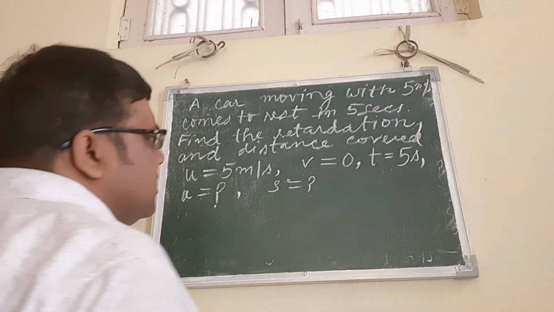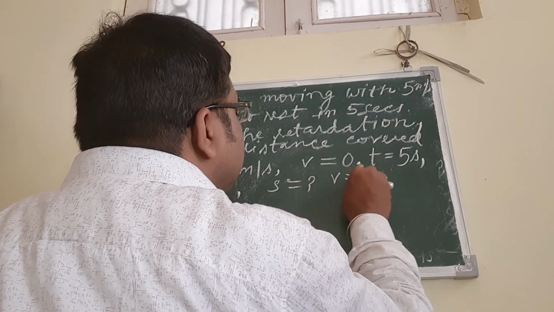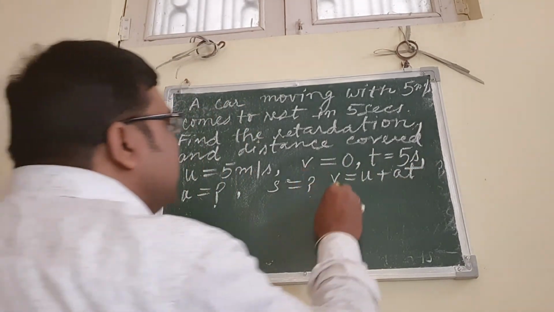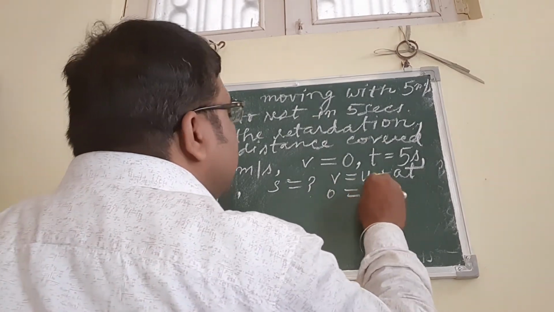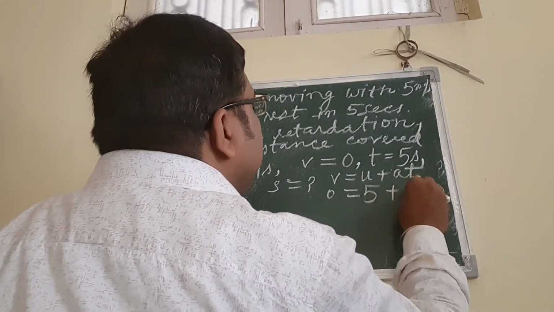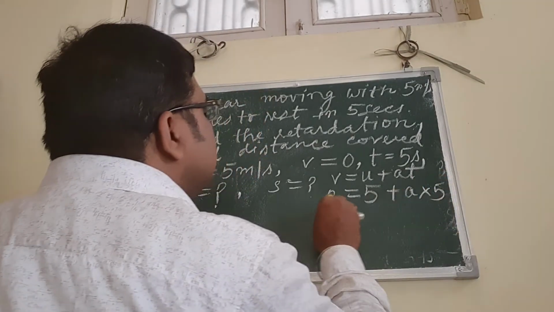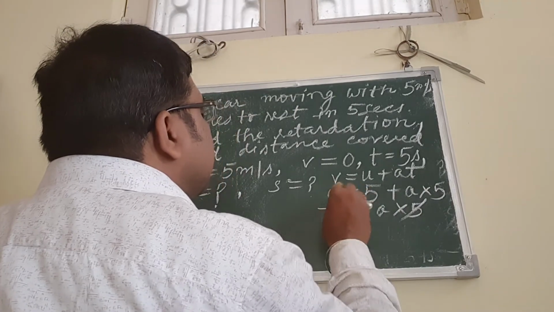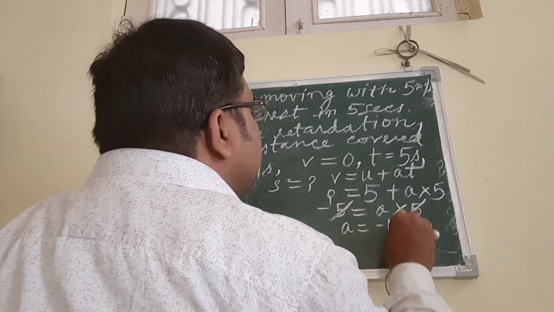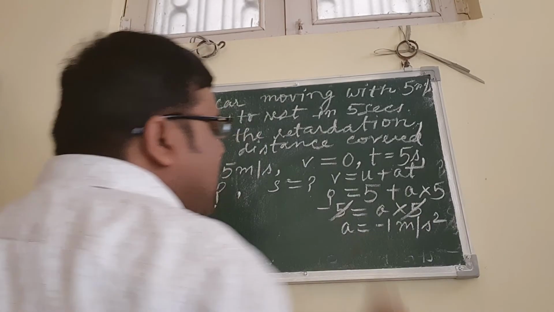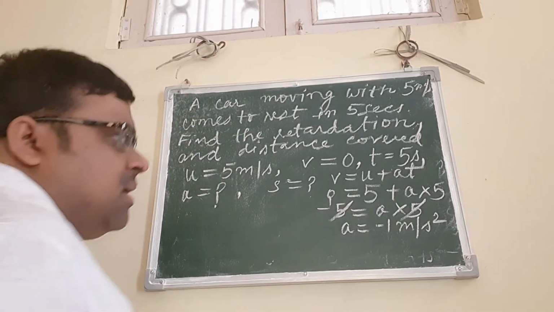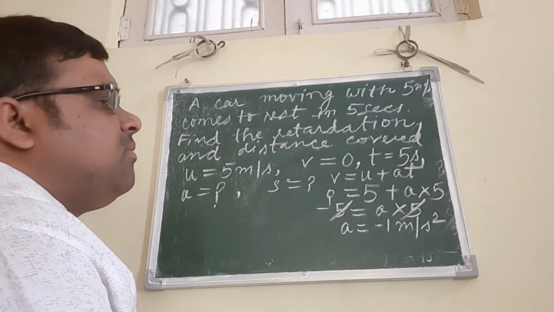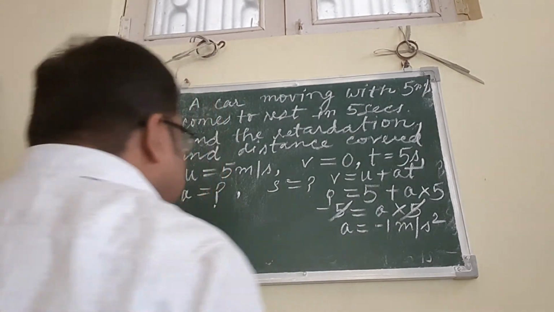So applying the first equation of motion, v is equal to u plus at. So final velocity is 0, u is 5 plus a into 5. So minus 5 equal to a into 5, 5 and 5 is cancelled. So equal to minus 1 meter per second square. Here minus represents the retardation. So here is the retardation of 1 meter per second square.